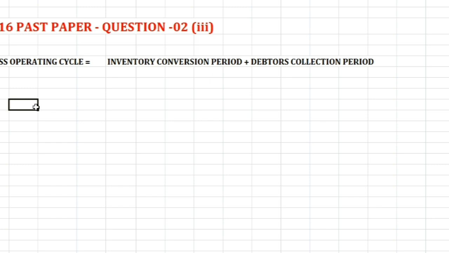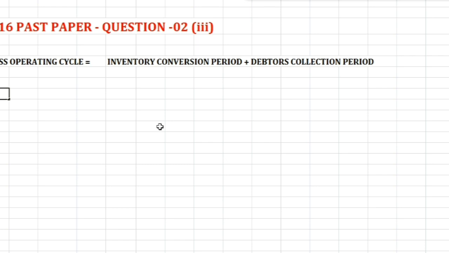So we have to calculate the inventory conversion period as well as the debtors collection period for computing the gross operating cycle. We know inventory has three stocks: raw material, work in progress and finished goods. Therefore, we have to calculate the raw material conversion period, work in progress conversion period and finished goods conversion period for the inventory conversion period total value.